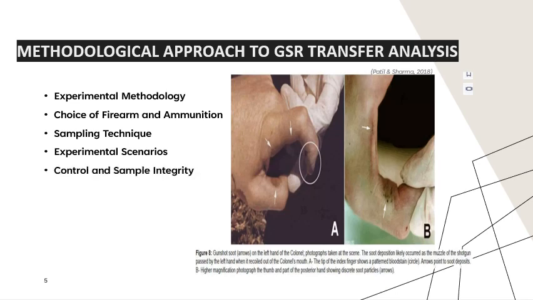So, control and sample integrity. To minimize contamination, the experiments were carried out at a distance of 15 meters from the firing port. Each participant involved in the experiments washed their hands thoroughly before the test to serve as a control, ensuring that any GSR detected post-experiment was exclusively from the test firing and that there was no carryover.